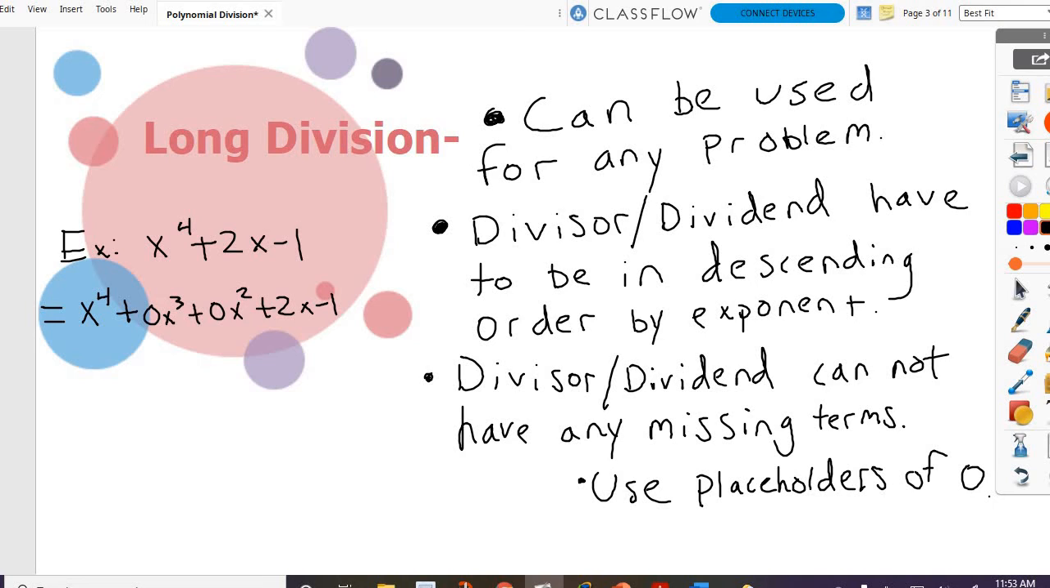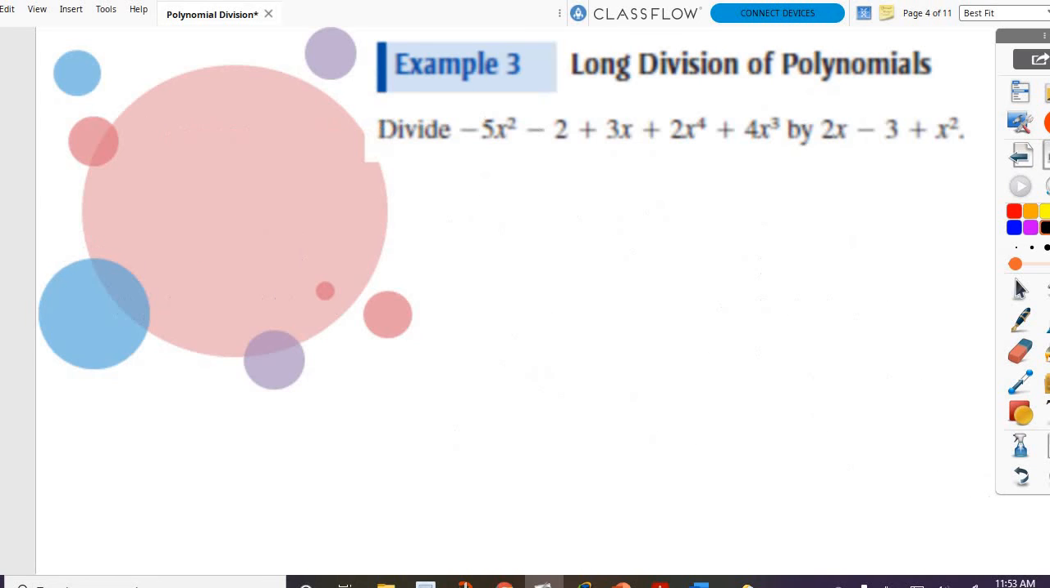Okay, so the missing terms would be the x cubed and x squared. Okay, awesome. So, as an example. At least I understand that.